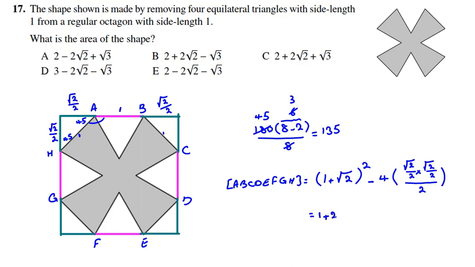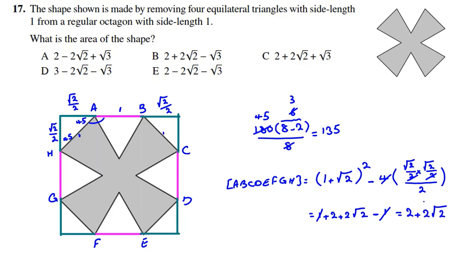1 plus root 2 squared is 1 plus 2 root 2 plus 2. The 4 here will be cancelled. Root 2 times root 2 is 2 over 2, 1. Minus 1. It will be cancelled. So it will be 2 plus 2 root 2.